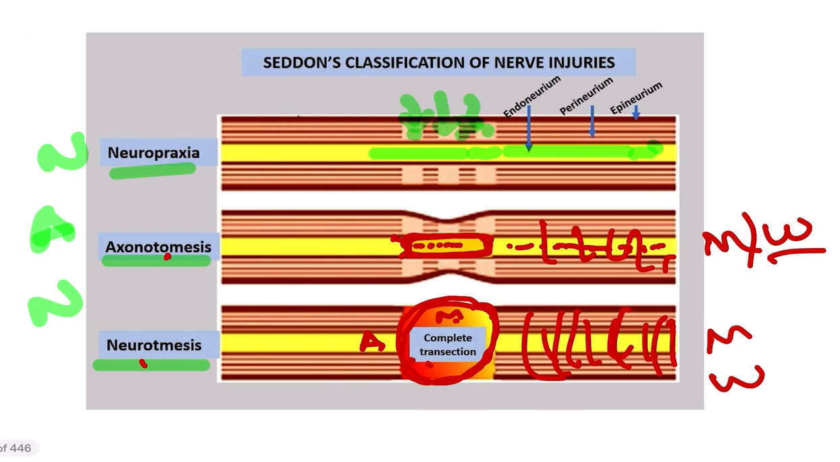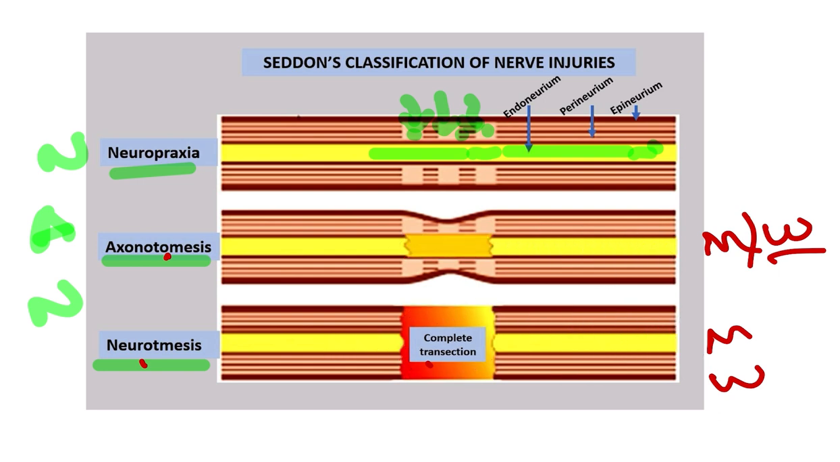Let's see in these last two, axonotmesis and neurotmesis, what occurs? The axon will increase in size, and at some point it may form a ball-like structure, which is known as a neuroma. So neuroma may form in axonotmesis and in neurotmesis.